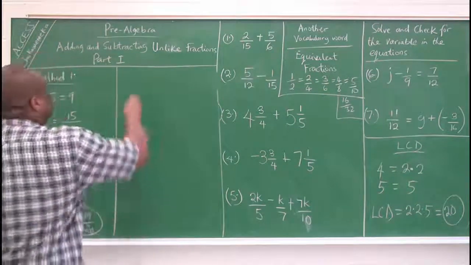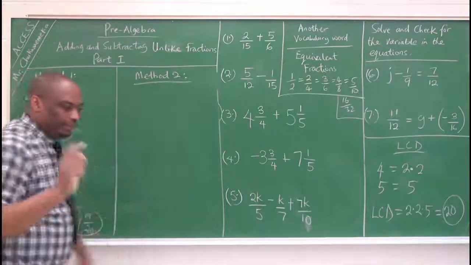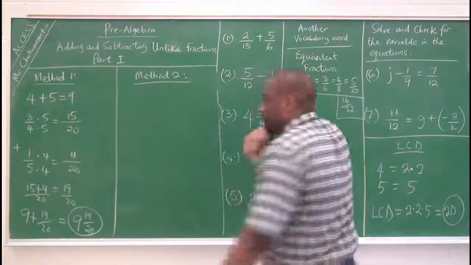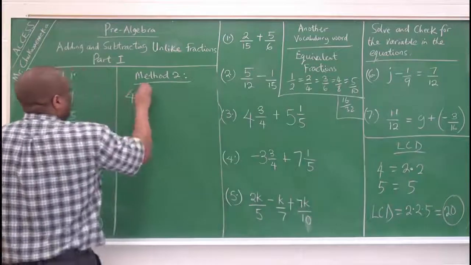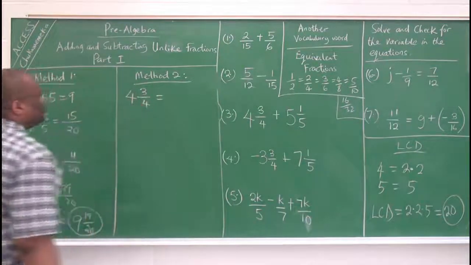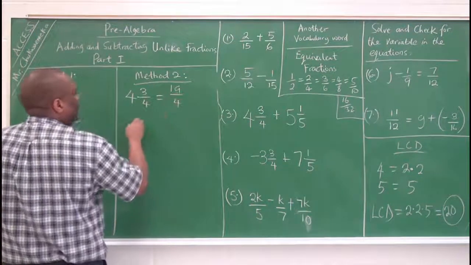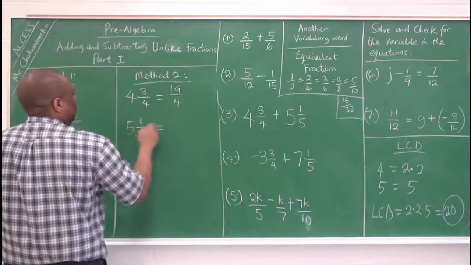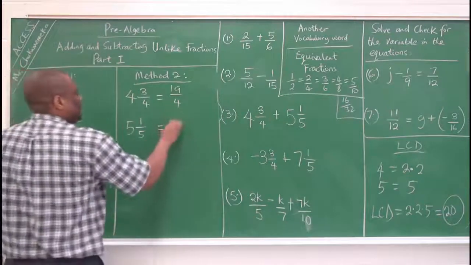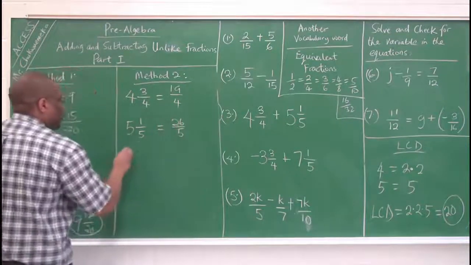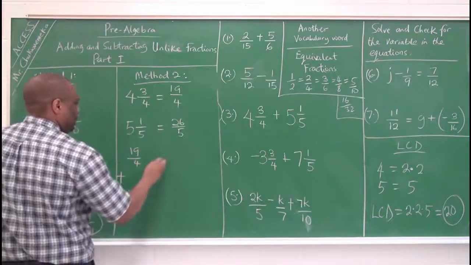Another way, method 2, like we did in the previous video. Let's convert. We can convert 3 out of 4: 4 times 4 is 16, plus 3 is 19 out of 4. Then 5, 1 over 5: 5 times 5 is 25, 25 plus 1 is 26 over 5. So we have 19 out of 4 plus 26 over 5.